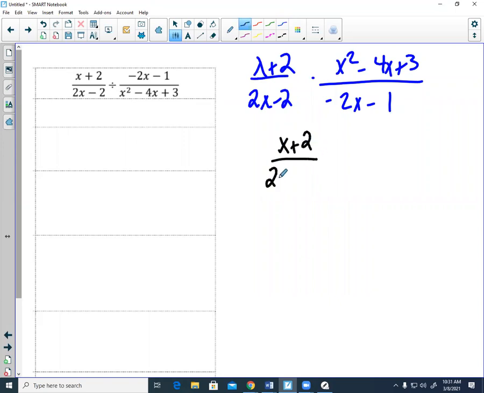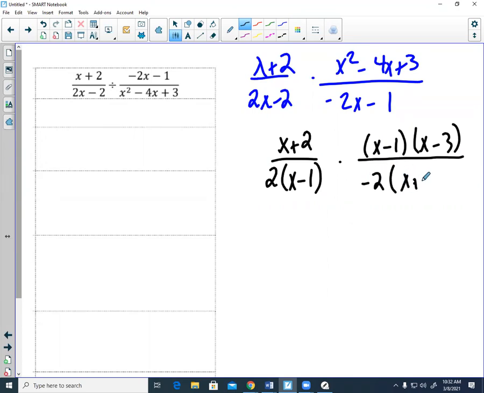On the bottom, I'm going to factor every single thing that I can. If you can factor something even as simple as a negative out, factor the negative out. No matter what you can do, factor it. The top right is going to factor into x minus 1 and x minus 3. And then on the bottom left, I'm going to factor it out again, so I'm going to do negative 2 times x plus 1. No matter what I can factor, I'm going to try to factor.